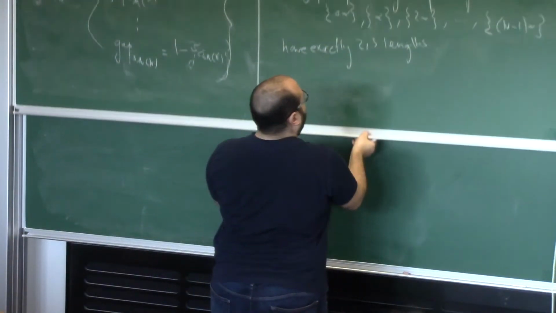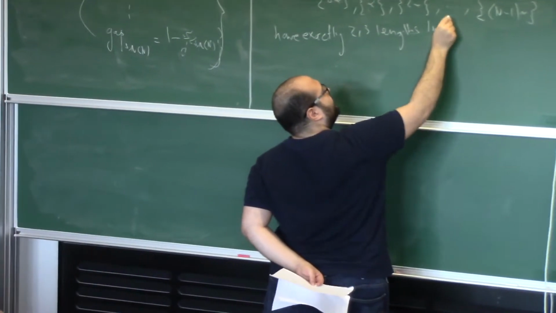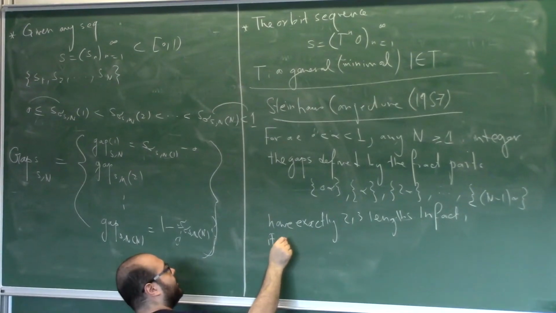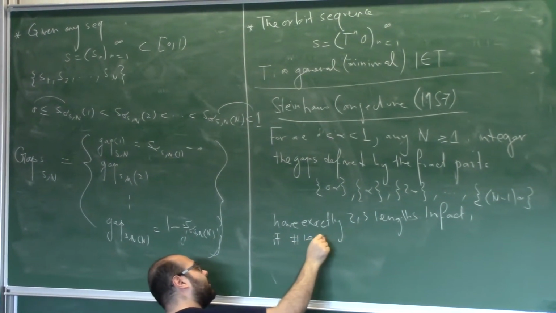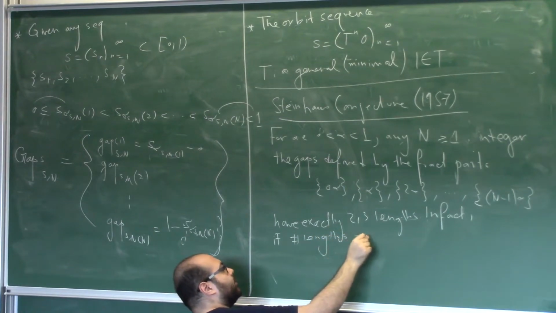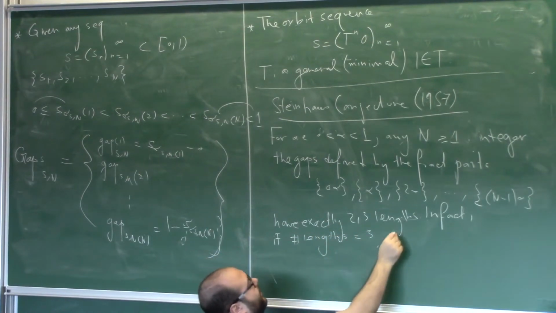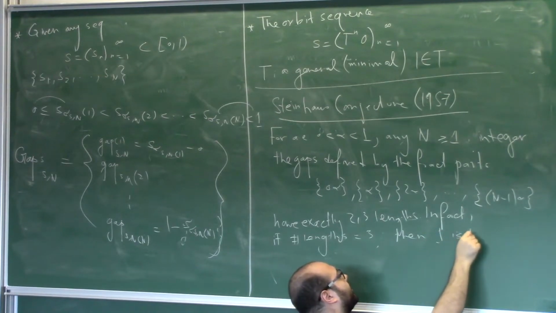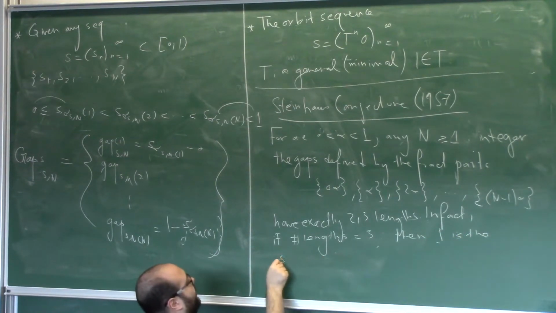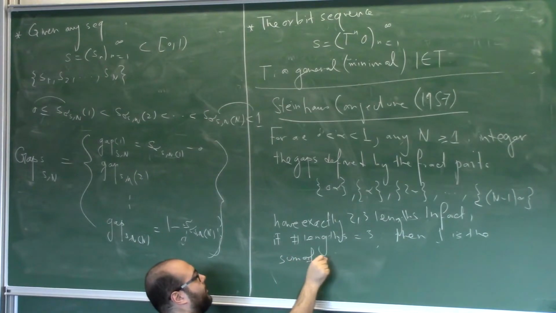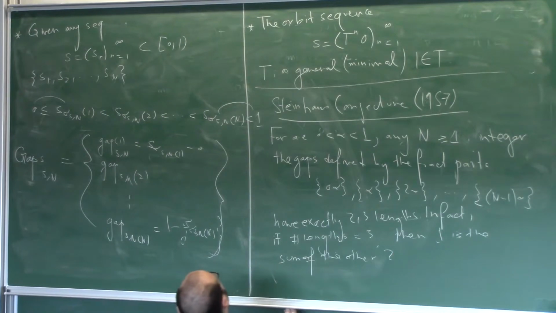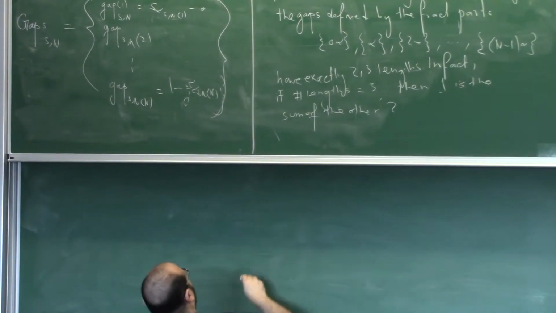And in fact, if the number of lengths is equal to 3, then one of them is the sum of the other two. So pictorially, it looks like this.